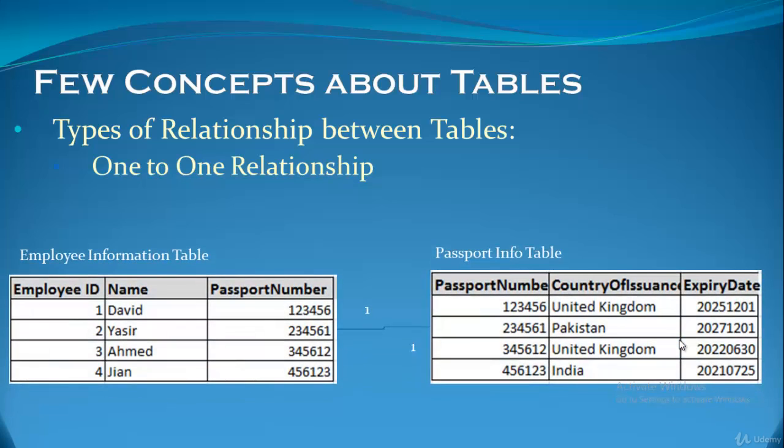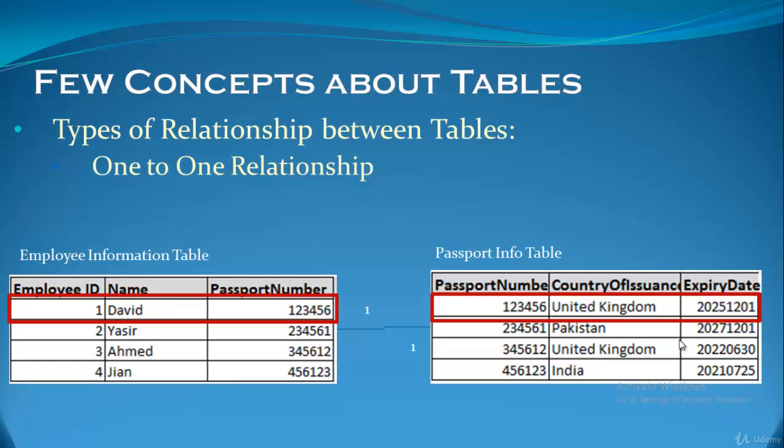Another example of one-to-one relationship is the relation between a table having employee personal information and another table having passport number information. You can see the passport number is being used only once in each row of each table.